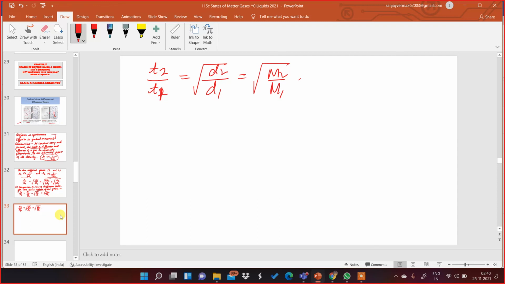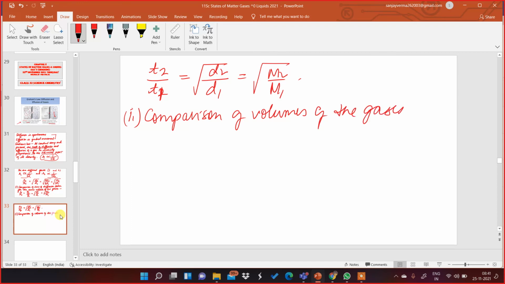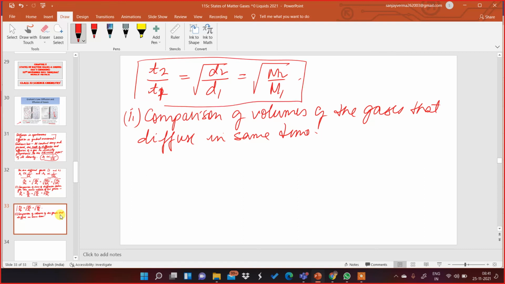Okay. Now the second case is comparison of volumes of the gases that diffuse in the same time. So whenever there is same volume, you remember this formula. Okay. Now another formula is the comparison of volumes of the gases that diffuse in the same time.